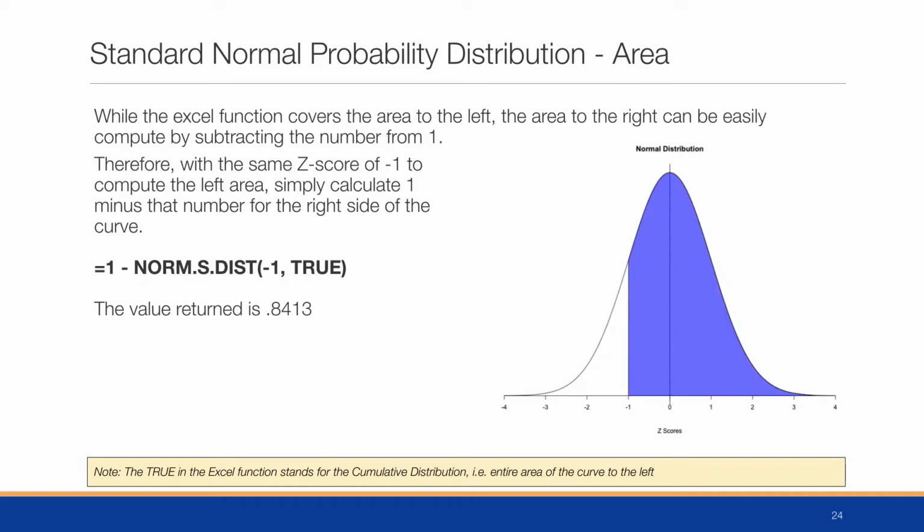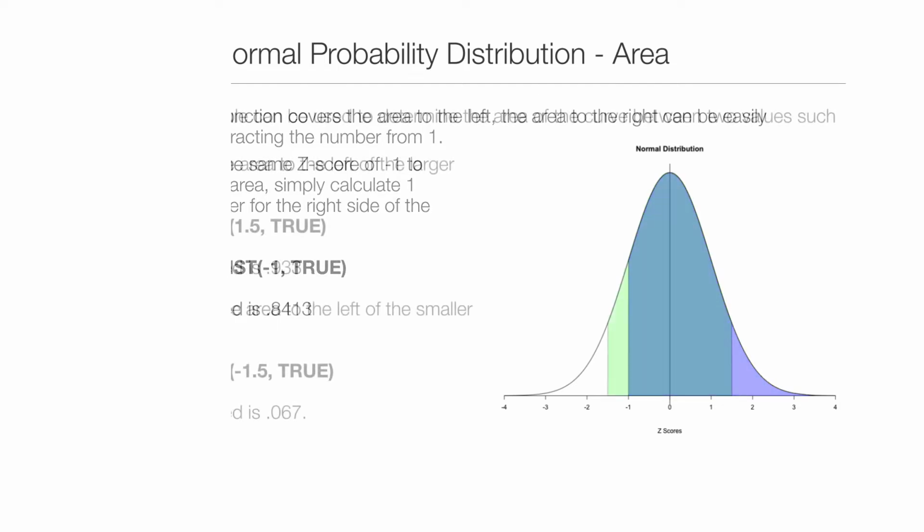As we said, since the function covers the area to the left, but it doesn't do the right, we can calculate that easily. We'll use the exact same example. We calculated that the norm.s.dist, -1 true, was 0.1587. If we do 1 minus that, we'll get everything to the right. Remember, all the probabilities have to add up to 1. So if we take 1, we take our complement of the 0.1587, we will end up with 0.8413. So this gives us the area to the right.